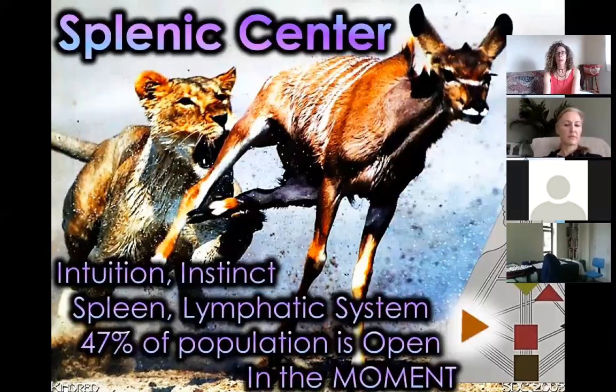That's the spleen. The spleen operates through the lymphatic system. It's connected to the immune system and really is all about maintaining your physical well-being and survival. So you can think of it as really regulating your health. Almost half of the planet has this center defined and the other half undefined. And it's an awareness that comes in the moment. So we're going to look at what this center looks like undefined, and then we're going to look at what it looks like defined.